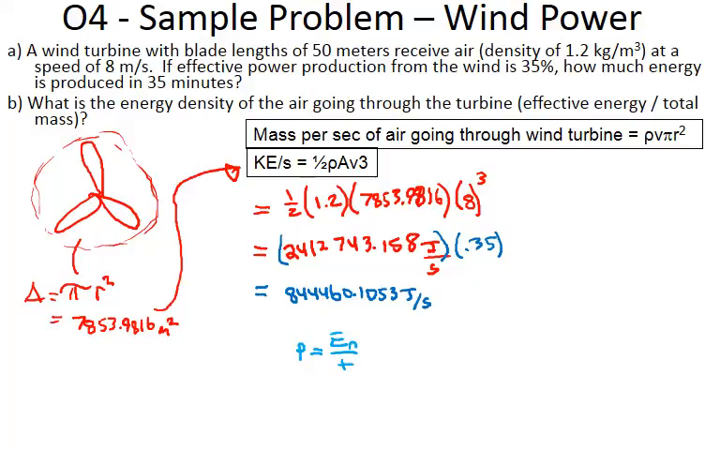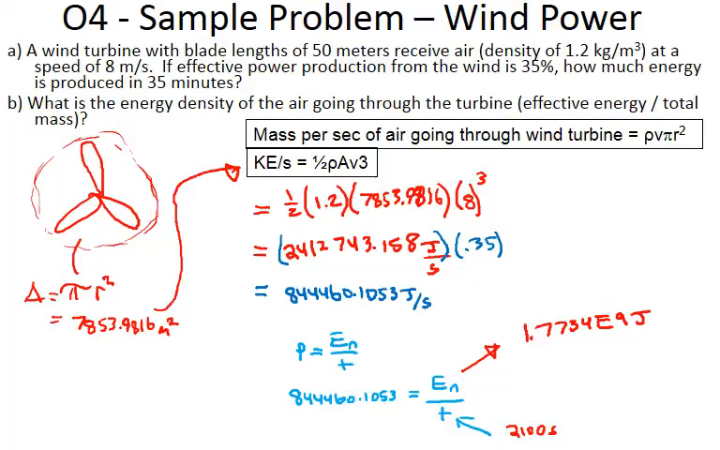over 35 minutes, which we know power is energy over time. It's 2100 seconds. You take 35 times 60 to get the time. This is the effective power.